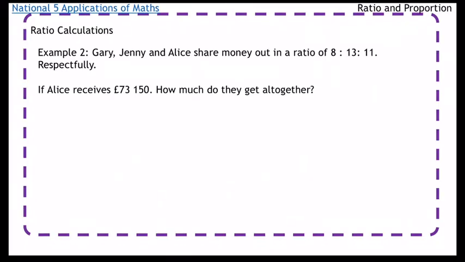Right, so second example of doing some ratio calculations. We've got Gary, Jenny and Alice share money in a ratio of 8 to 13 to 11. If Alice receives £73,150, how much are they going to make altogether? If you look at the ratio, Alice is specifically to do with the 11.